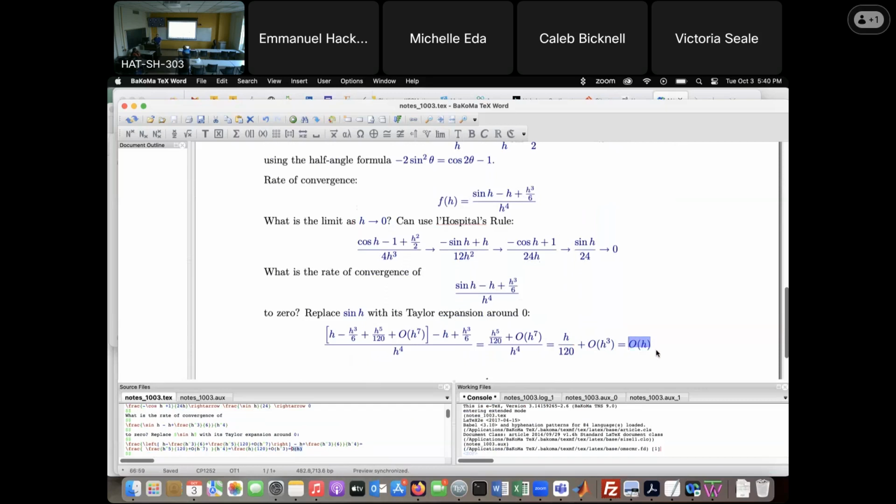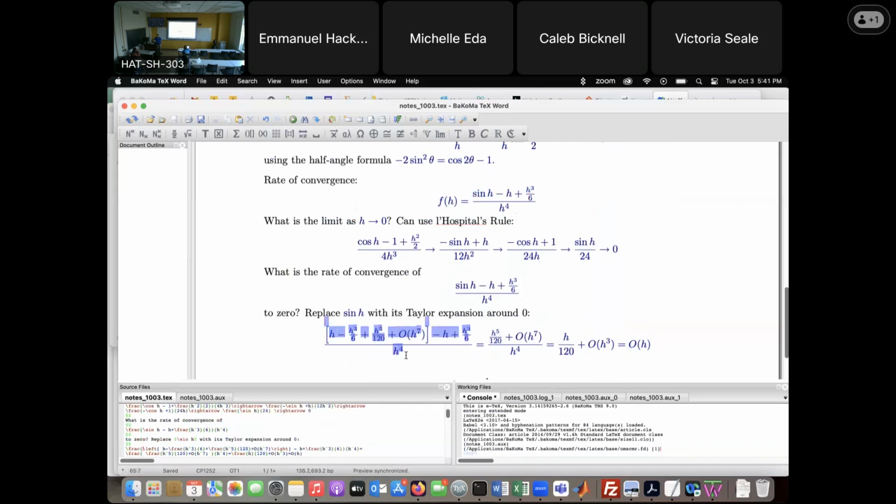Any questions about that? How did you get the sine h? That's given. The original expression that I want to find a rate of convergence of had the sine h. So this is our starting point. This right here in square brackets, that's the Taylor expansion of sine h. So this whole fraction is equal to this with sine h replaced by this Taylor expansion.